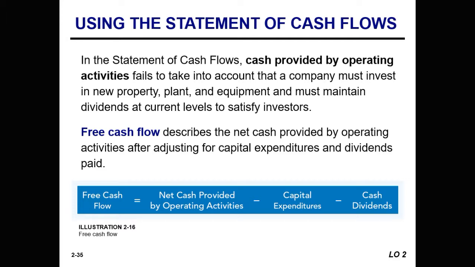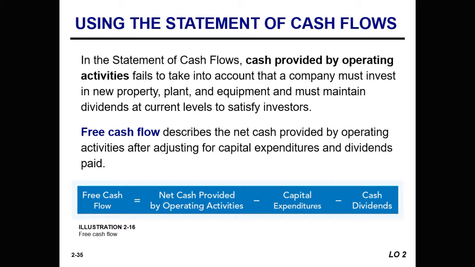So in the statement of cash flows, which we have shown you, you get cash provided by operating activities. This is an indication of the cash generating capability of the company. However, cash provided by operating activities fails to take into consideration that in order to continue to operate at that level, the company is going to need to invest in regular plant, property, and equipment, and at minimum, maintain dividends at current levels to satisfy their investors.